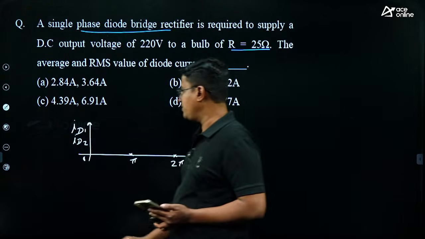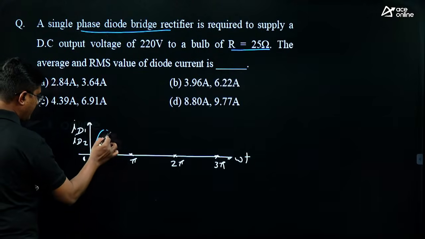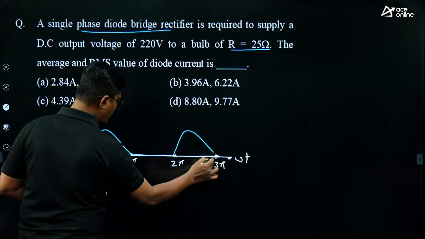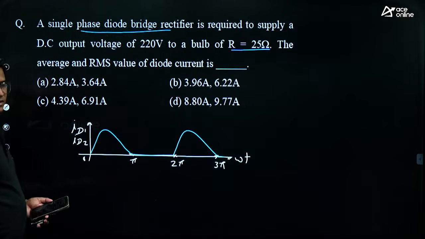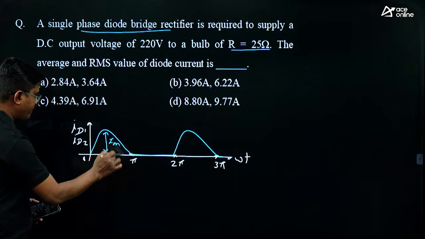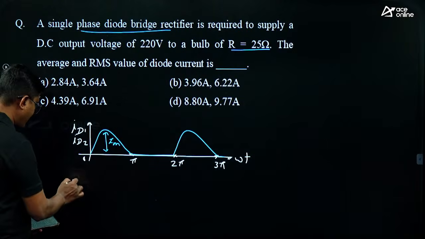Okay. And now tell me, when diodes D1, D2 conduct, which current flows through D1, D2? It is the load current only. It is equal to load current only. Right? So this is my load current. Load current peak value, let me mark it as Im. Now can we find ID average and ID RMS?